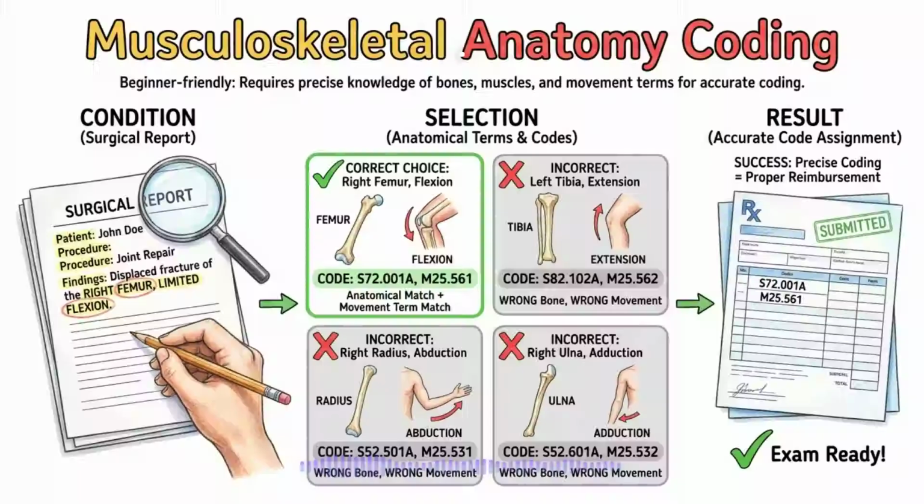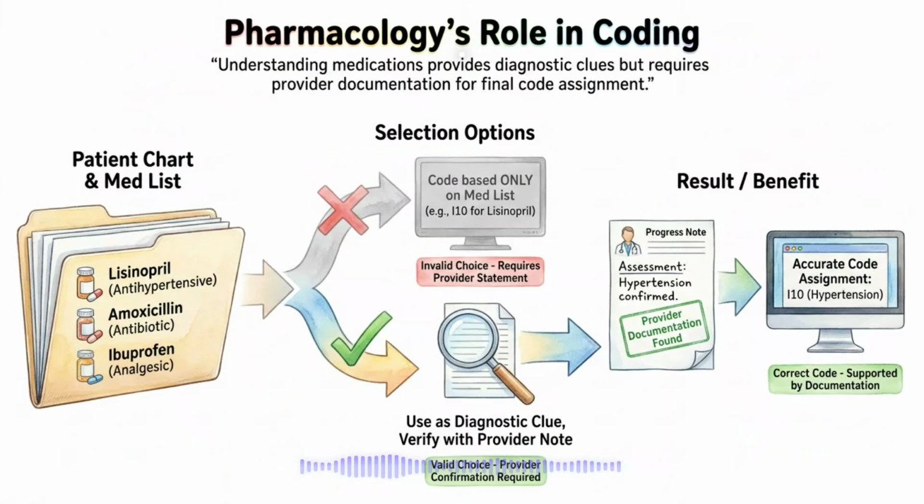Moving on to the musculoskeletal system, this area can be quite challenging due to the sheer number of bones, muscles, and ligaments. Orthopedic coding requires you to know the exact names and locations of major bones like the femur, tibia, radius, and ulna. You also need to understand terms of movement such as flexion, extension, abduction, and adduction.